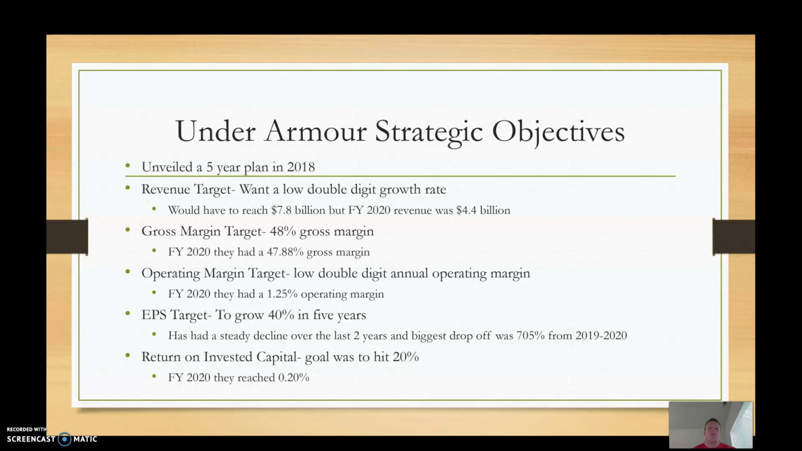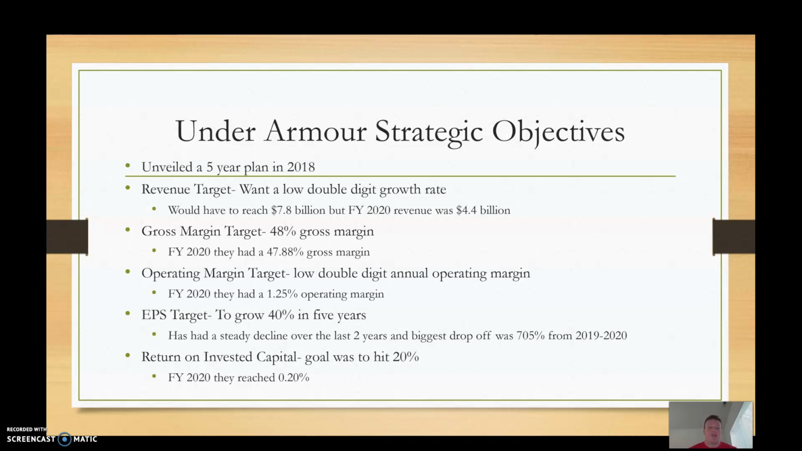Next up is Under Armour's strategic objectives. They unveiled a 5-year plan in the year 2018. So their revenue target was a low double-digit growth rate percentage return. So they wanted to build upon like 10% at minimum. So by the way the numbers were looking in 2018, they would have to reach about 7.8 billion in the year 2023 for revenue to hit their goal. But in the fiscal year 2020, their revenue was only 4.4 billion.